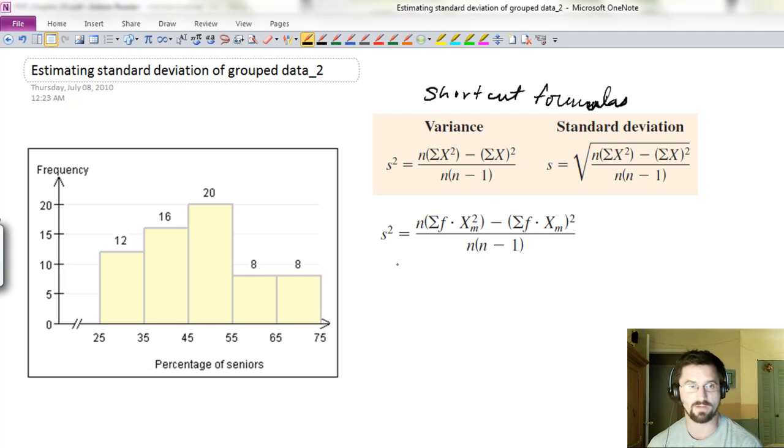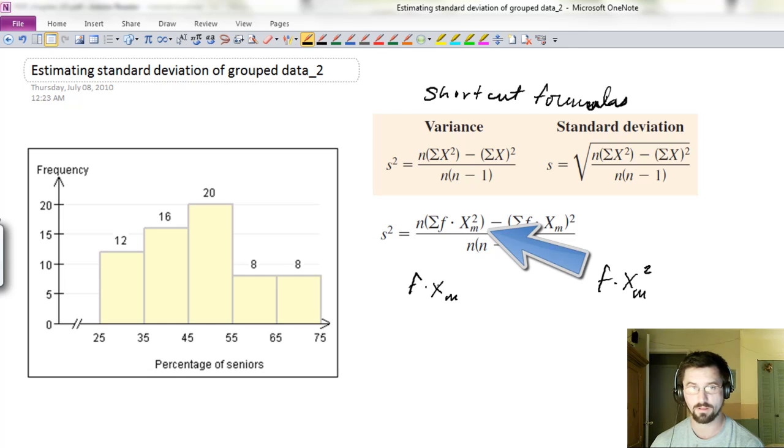We've already had one video, but I'm going to do it again on how to do this. To find the variance, we make a column which is f times xm, the frequencies times the midpoints, and another one which is f times xm squared. We sum those. This sum goes up here, and this sum goes up there, and we square it and fill that all in.